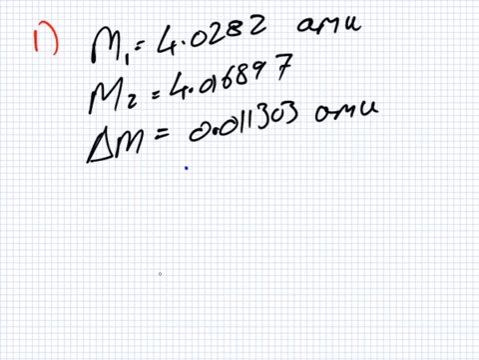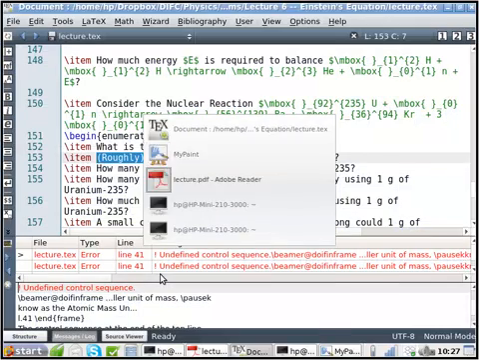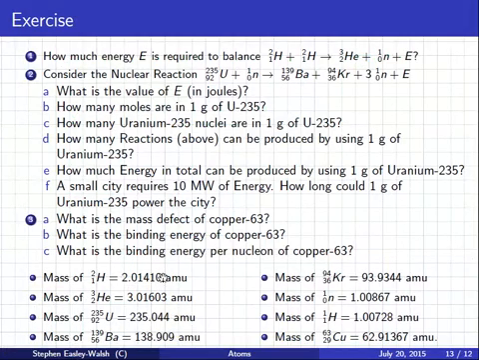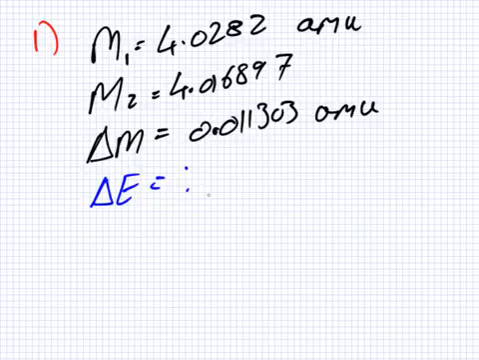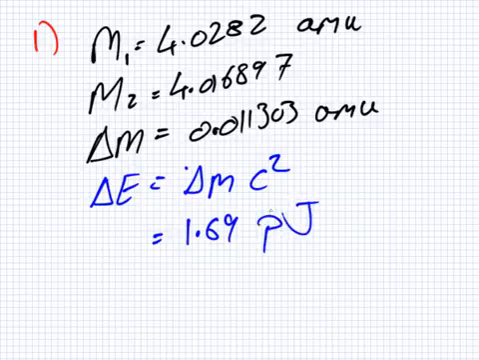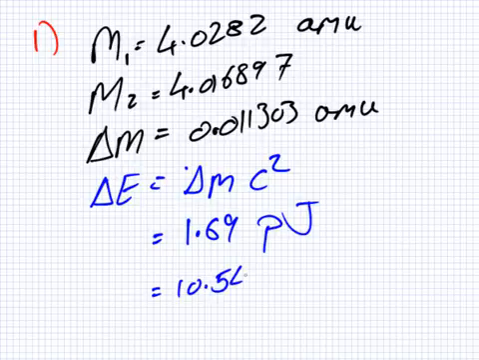Okay. So the energy is mc squared, which will come out to be 1.69 picojoules. Or if you want, in mega electron volts, that's 10.54 mega electron volts.